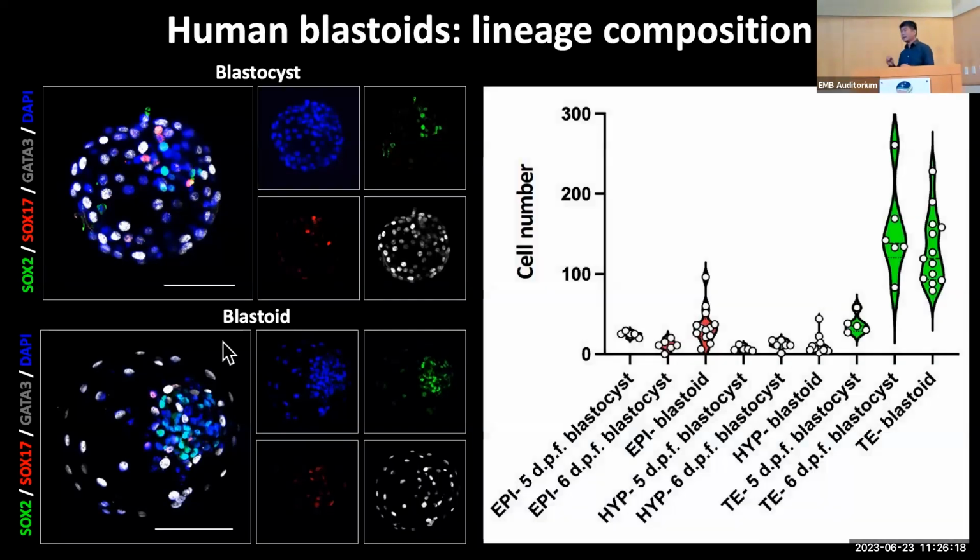We compared the number of cells in each lineage in the human blastoid with a human blastocyst, either a day 5 or day 6 human blastocyst. As you can see here, for each of the lineages, the human blastoid is in between these two developmental stages. They have a little bit fewer trophectoderm cells than the day 6 human blastocyst, a little bit more epiblast cells compared to a day 5 or day 6 blastocyst, and a very low number of hypoblast cells compared to the human blastocyst.